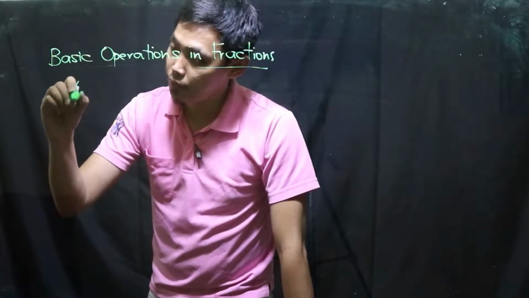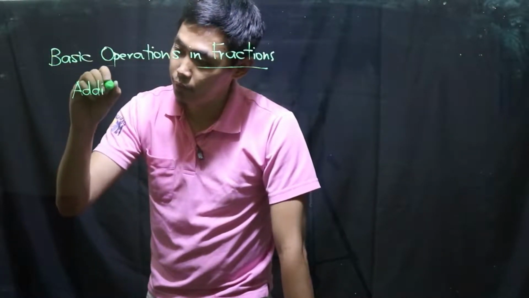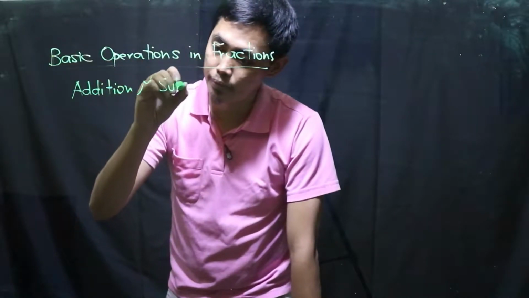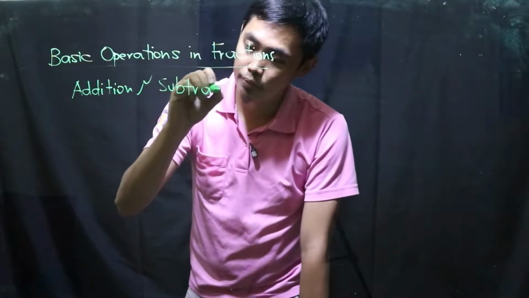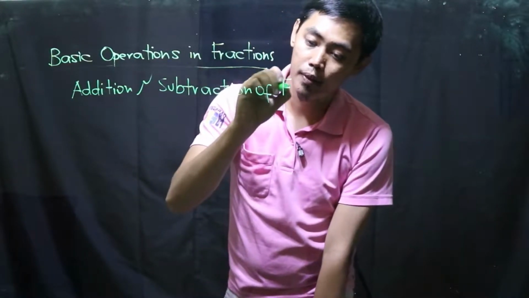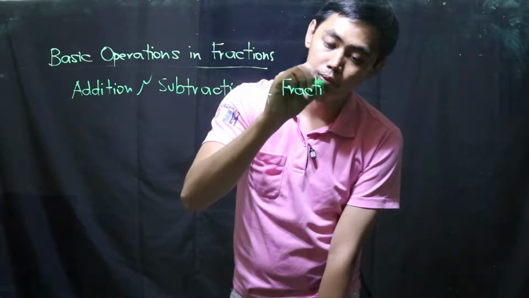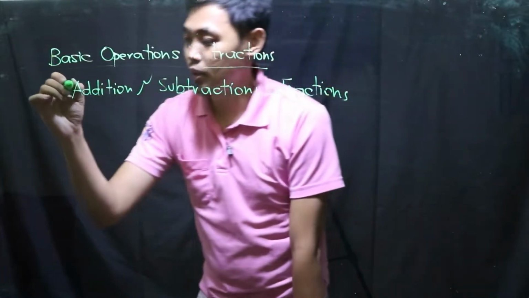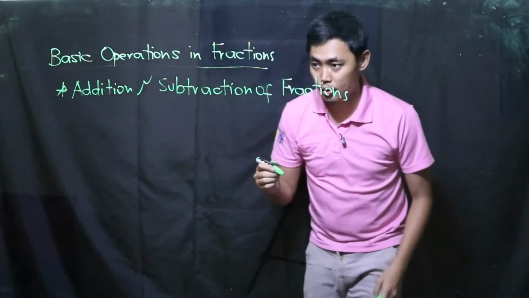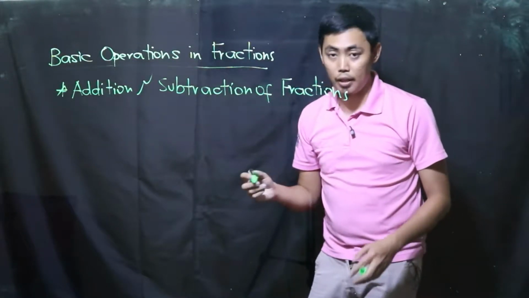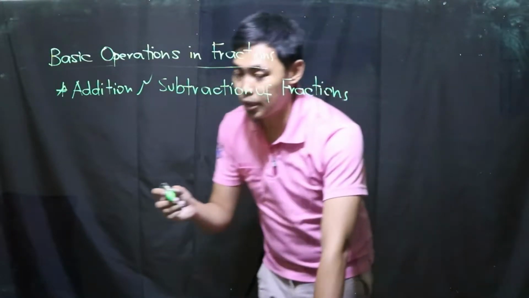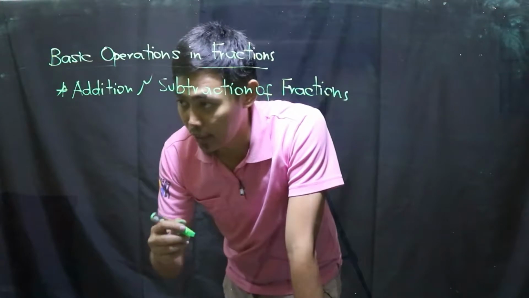So, addition and subtraction. In doing addition and subtraction of fractions, we have the terms similar and dissimilar fractions. Similar fractions have the same denominator, right?